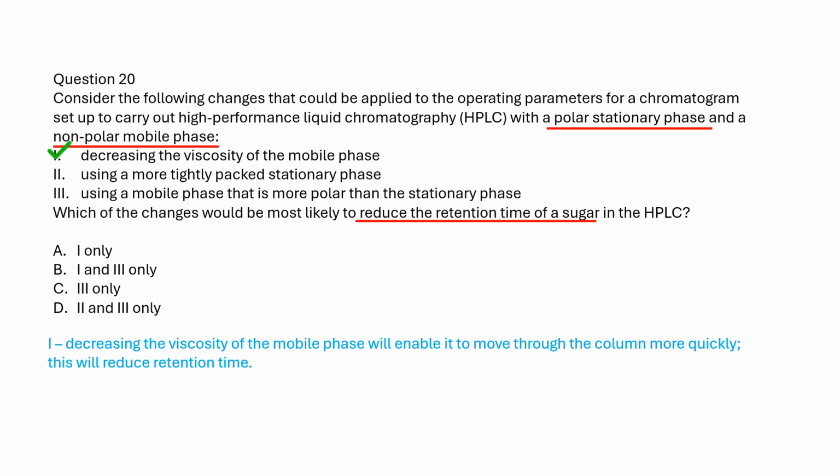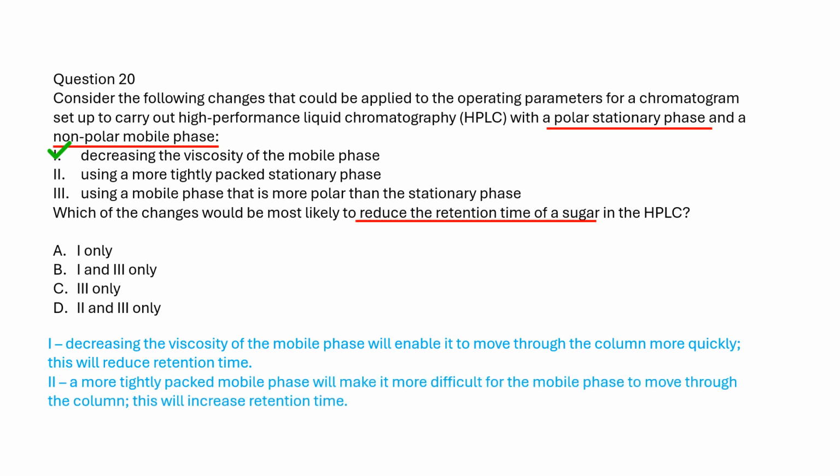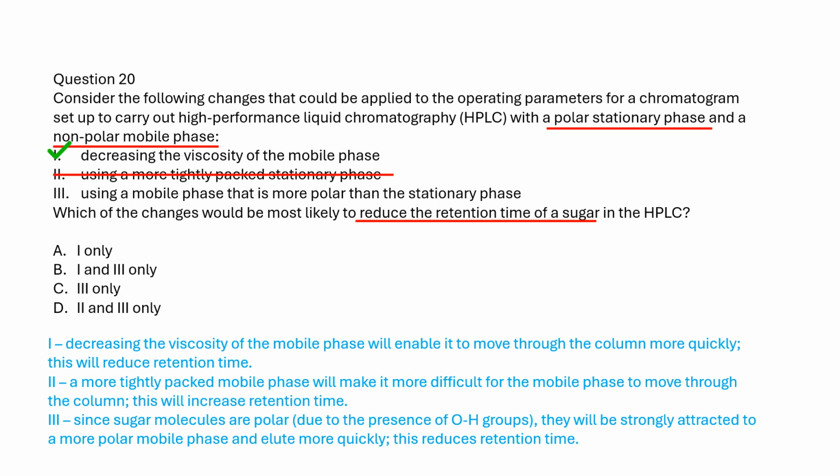A more tightly packed stationary phase will make it more difficult for the mobile phase to move through the column. This will increase retention time. So, number 2 is eliminated. Since sugar molecules are polar, due to the presence of OH groups, they will be strongly attracted to a more polar mobile phase and elute more quickly. This reduces retention time. So, number 3 is correct.